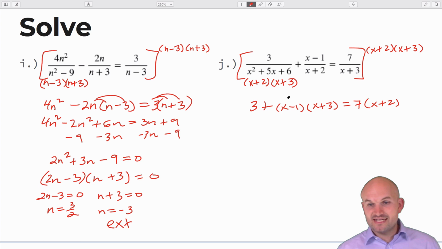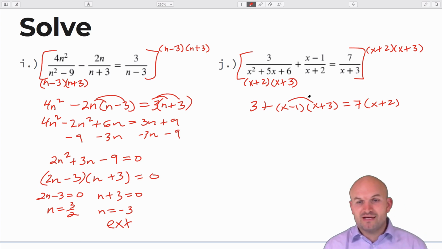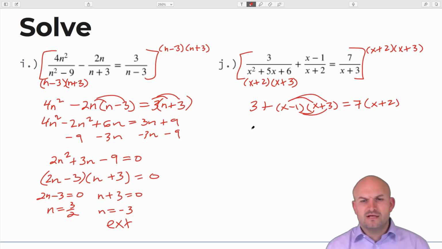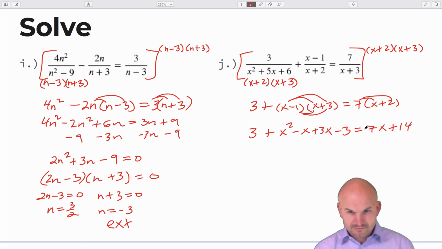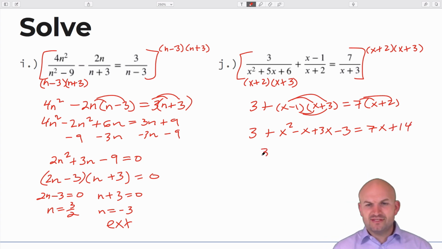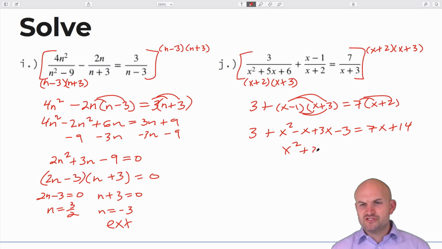Okay, so now in this case, I need to go ahead and use FOIL, right? Multiply these out. So that's going to give me 3 plus, when you multiply that out, it gives you x squared. I'll just do it out. That gives me a negative x plus 3x minus 3 equals, here, distributive property, 7x plus 14. Now let's just go ahead and combine like terms here. So let's see, those are going to add to 0. So I'm left with x squared plus 2x equals 7x plus 14.